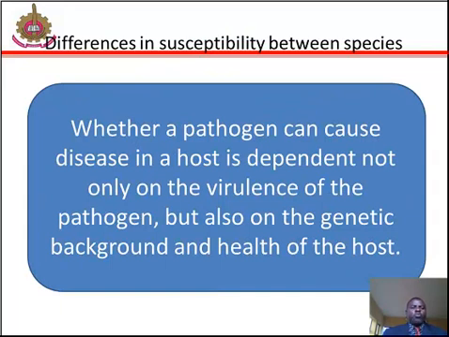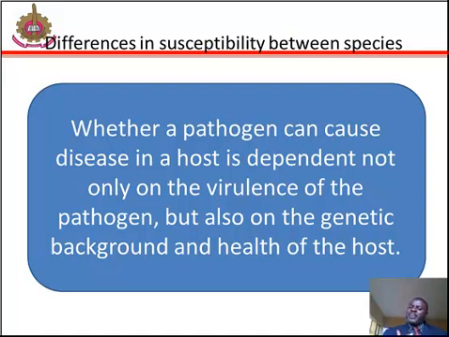Now, we look at differences in susceptibility between species. Whether a pathogen can cause disease in a host depends not only on the virulence of the pathogen, but also on the genetic background and health of the host. This we have mentioned before: the health of that host and genetic background play a major role in how that individual becomes susceptible to infection. This may be related to many factors.